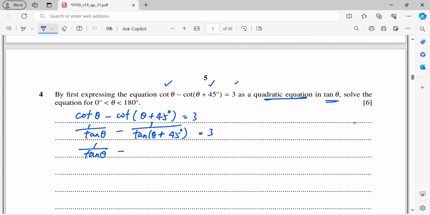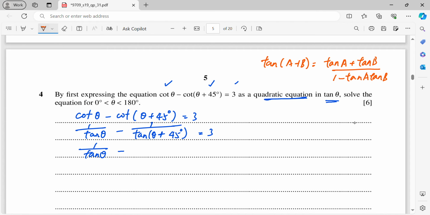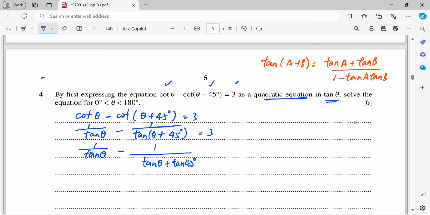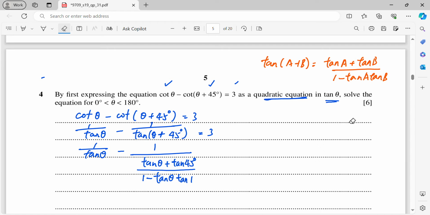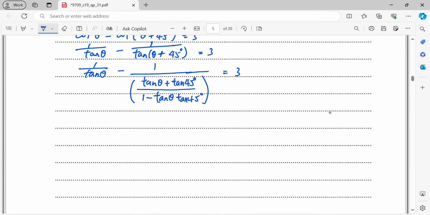But for the second term, use the formula. So we have tangent of A plus B. That is tangent A plus tangent B divided by 1 minus tangent A tangent B. That means this is going to be 1 divided by, okay, tangent theta plus tangent 45 degrees, that's my numerator, over 1 minus tangent theta tangent 45 degrees, according to the addition formula. That equals 3.